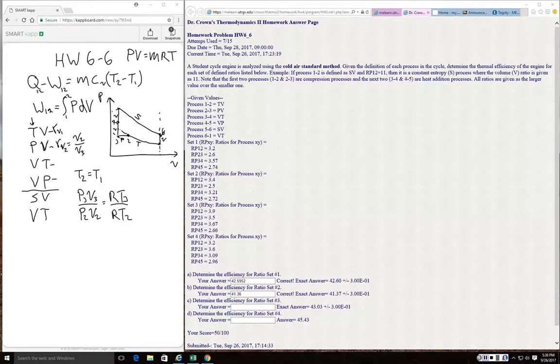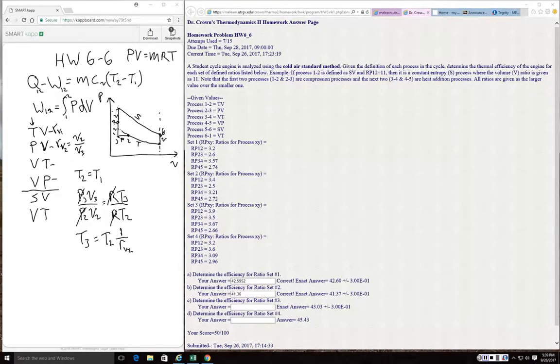So R is divided by R is 1. P3 over P2 is 1 because it's a constant pressure process, and V3 over V2 is 1 over my R V2. So I get here that T3 equals T2 times 1 over R V2, which is what I had. So it really, it's a temperature ratio, the same as it is a volume ratio, except it's 1 over.